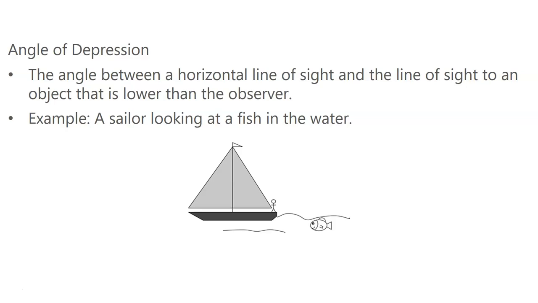Whereas the angle of depression is the angle formed between a horizontal line of sight and the line of sight to an object that is lower than the observer. So for example, here we have a sailor, but this time he's looking at a fish down below him, down in the water. So you draw your horizontal line and a line of sight to the fish, and there's your 90. So this angle here would be your angle of depression. So this is always formed when you're looking down at an object.